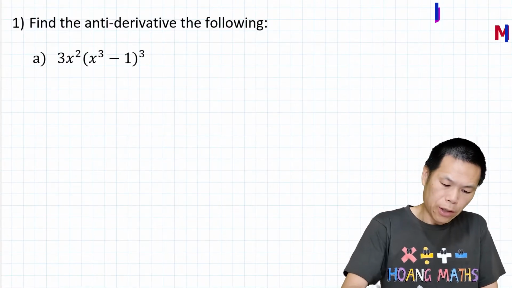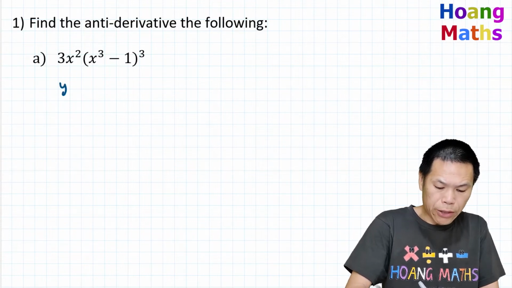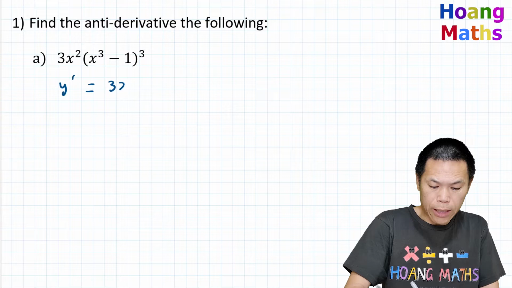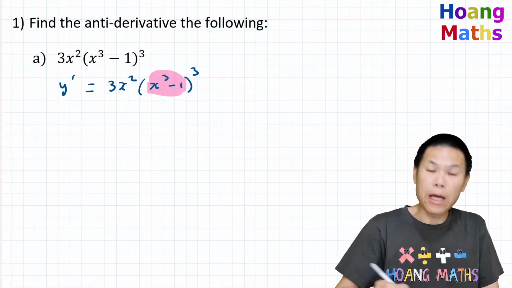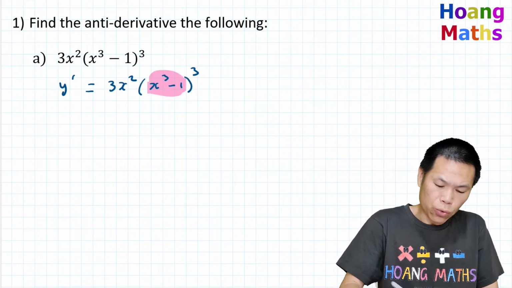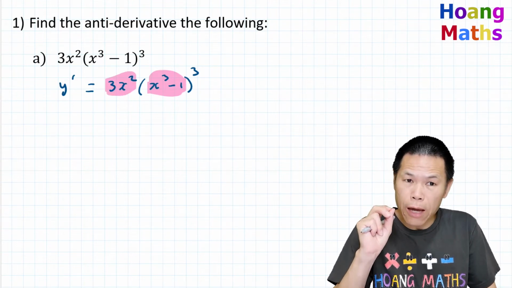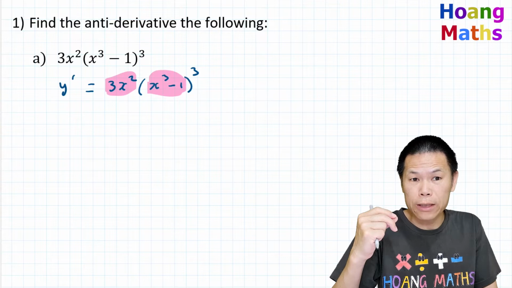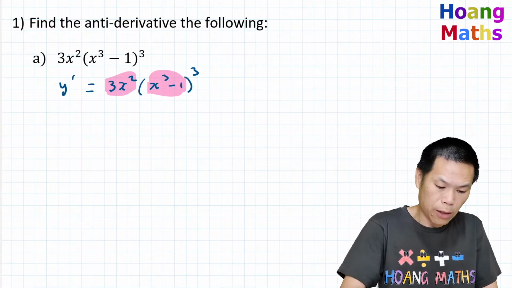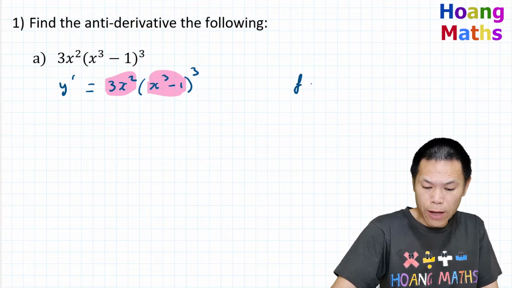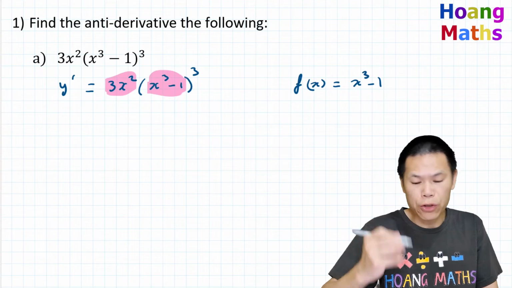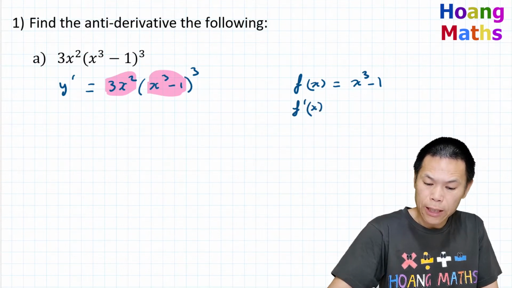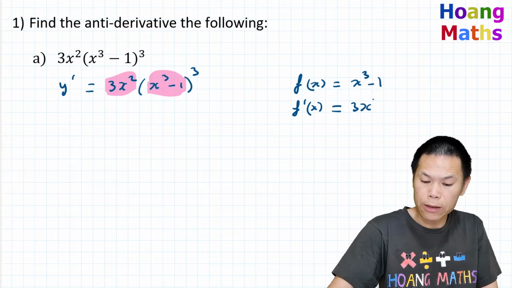First one. Let me just write this down. So y dash is equal to 3x squared, x to the power 3 minus 1, all to the power 3. If we differentiate this, that will give us 3x squared. So 3x squared is this, that is f dash x times f of x. Let me write this down so you can follow with me. So f of x is equal to x to the power 3 minus 1, and we differentiate this, so f dash x is equal to 3x squared.